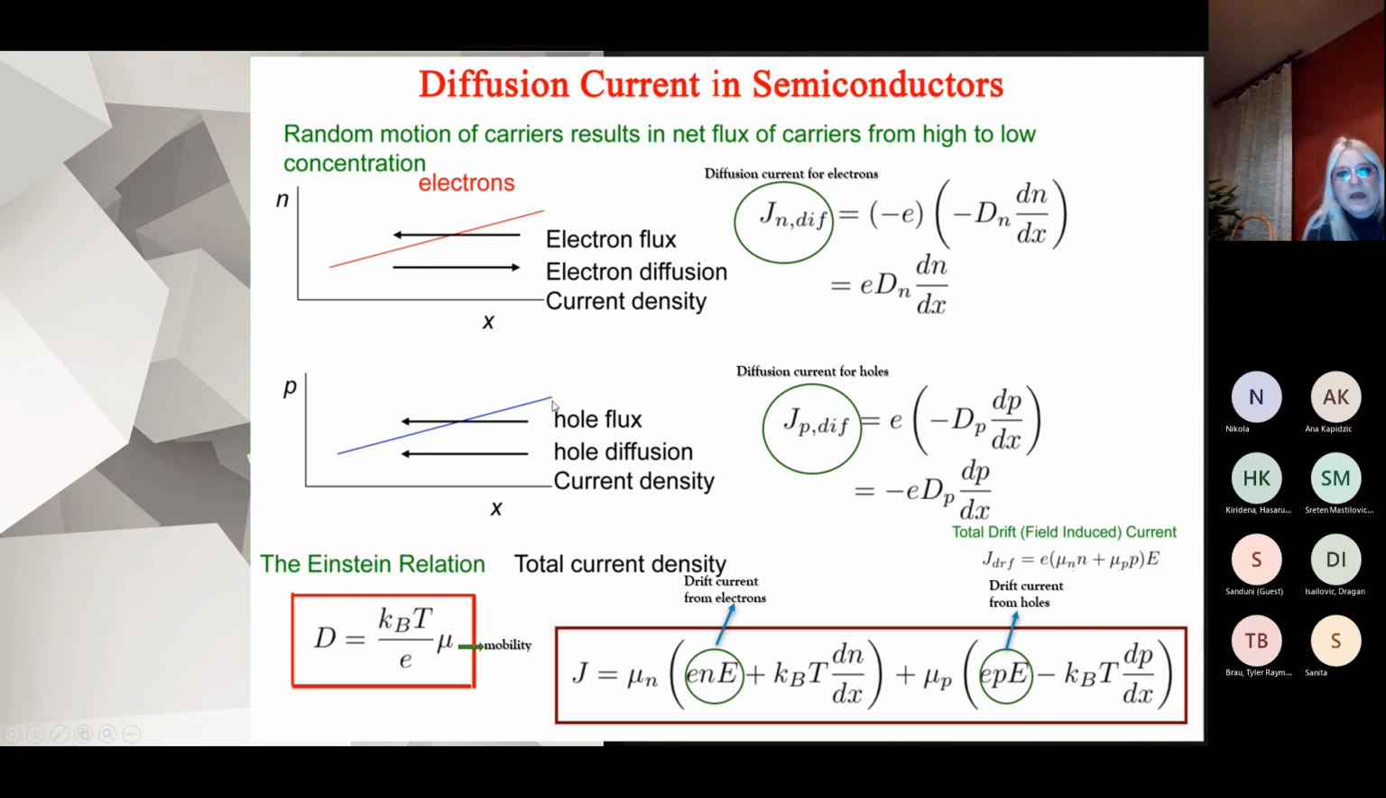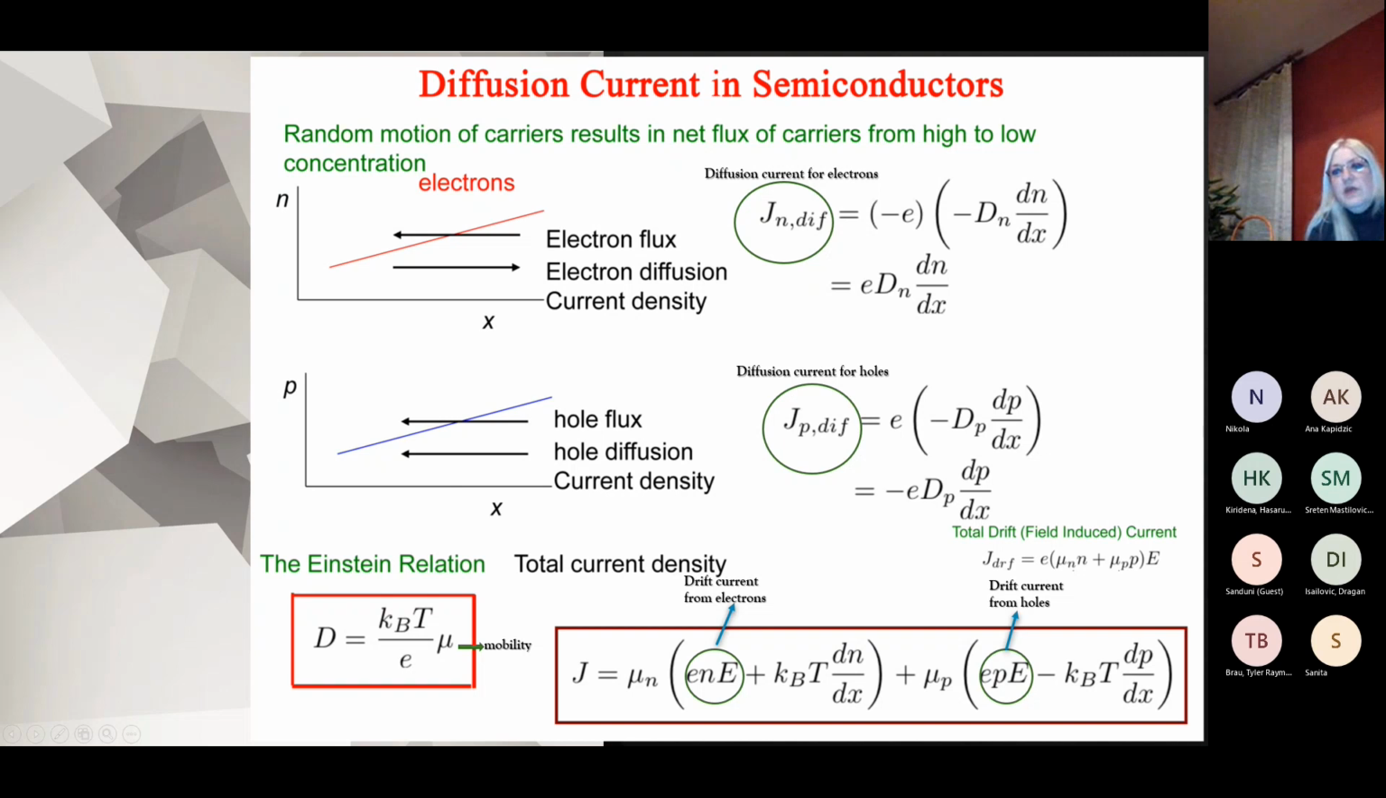For the holes, we also have a concentration gradient, so the holes are moving from the place of higher concentration to the place of lower concentration, and the hole flux is going to have this direction. If we express the diffusion current for holes, this is the positive charge, but the flux has a negative sign. So the diffusion current for holes will be negative. That means that the hole diffusion current density will have the opposite direction to the electron diffusion current.